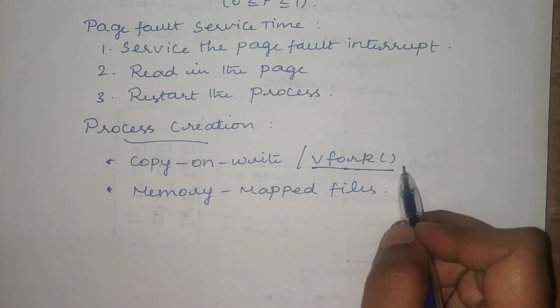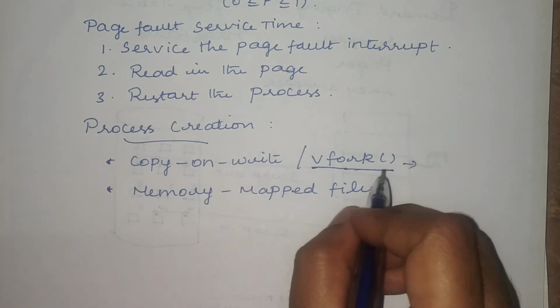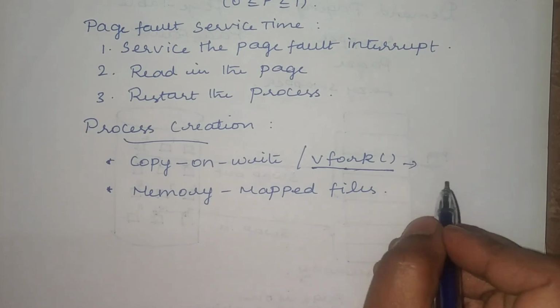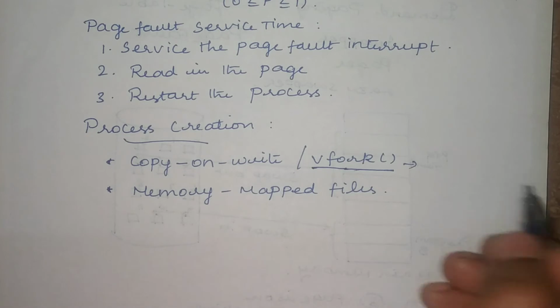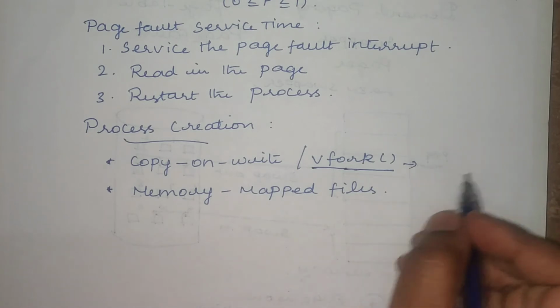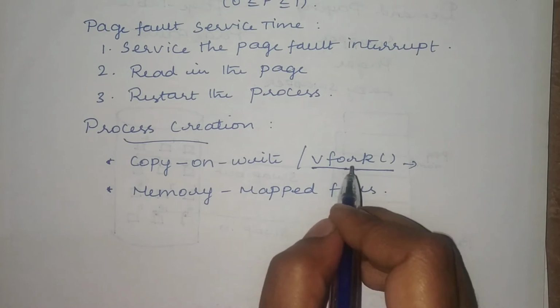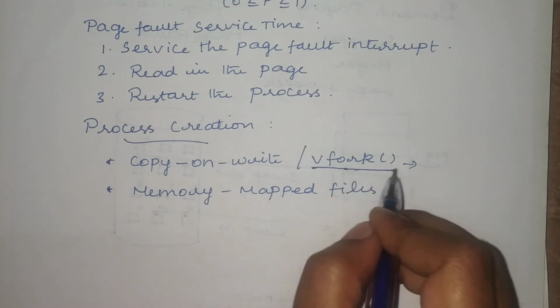It will share the address space of the parent process with the child process. So no memory will be wasted. That could be an advantage of vfork. And another one, whenever any modification is done by the child process, it will be visible to the parent process when it resumes its operation, right?